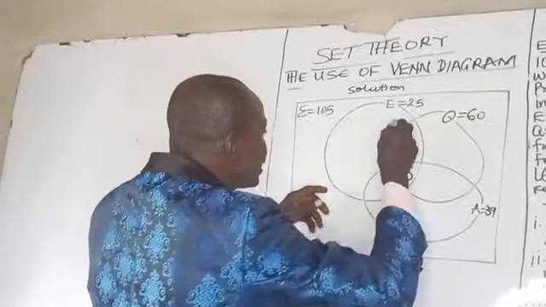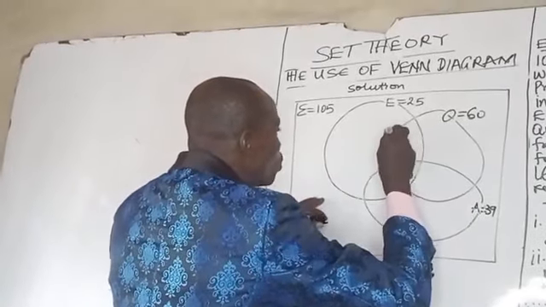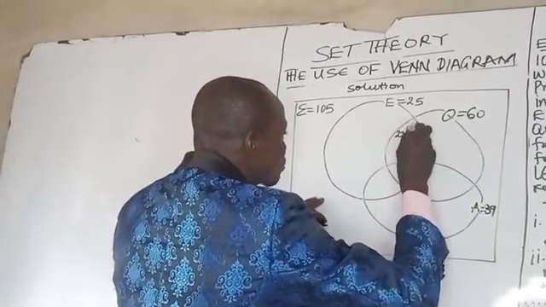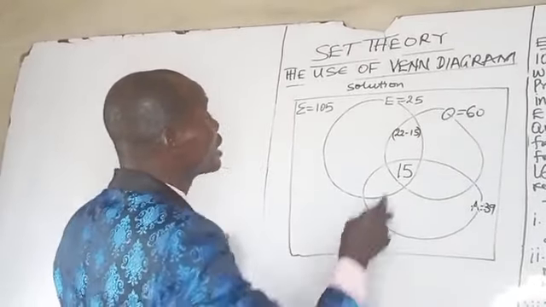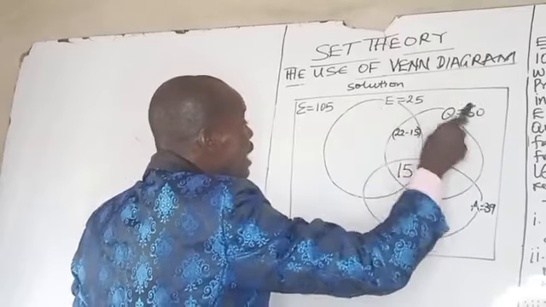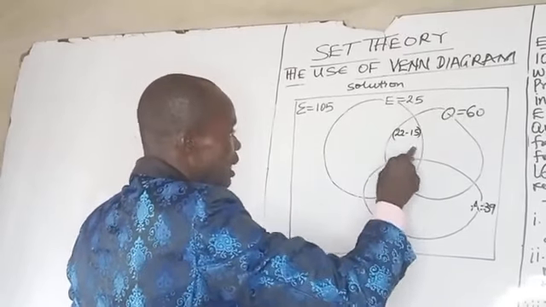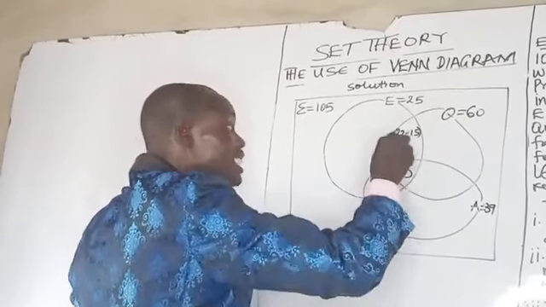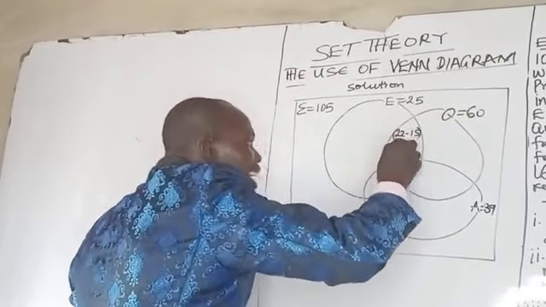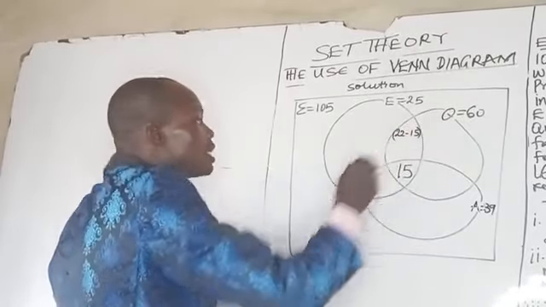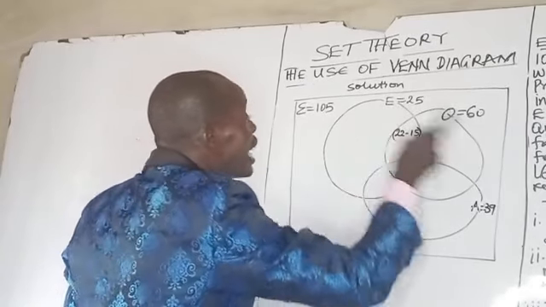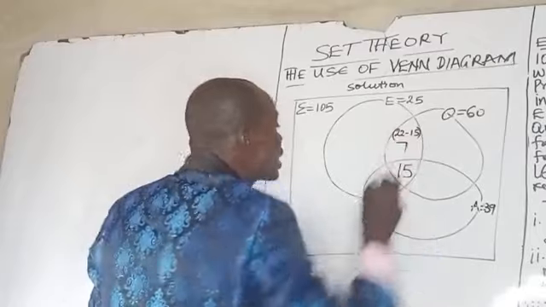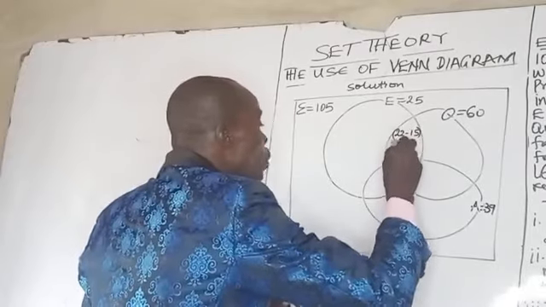So to get this place only, you have 22 minus 15. But if the question says 22 register for only E and Q, you would have put that 22 here. You don't need to subtract 15. But since the word only is not there, you need to remove 15 from it in order to get the number of those people who register for E and Q only. So 7 register for E and Q only.